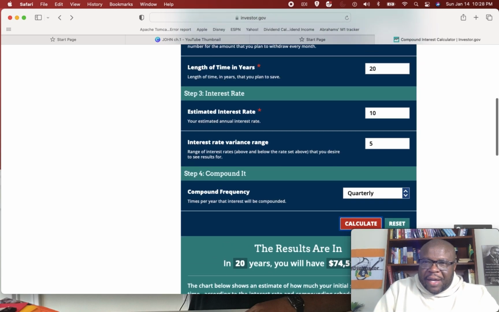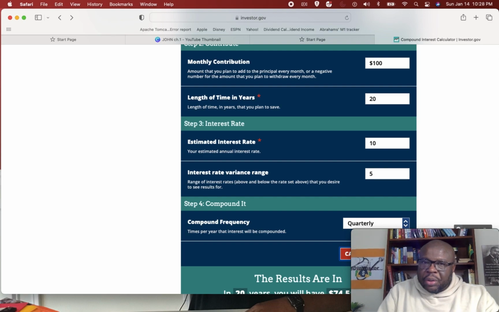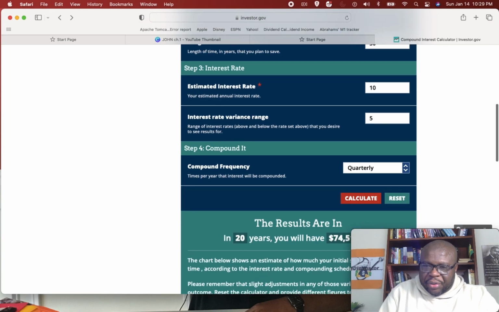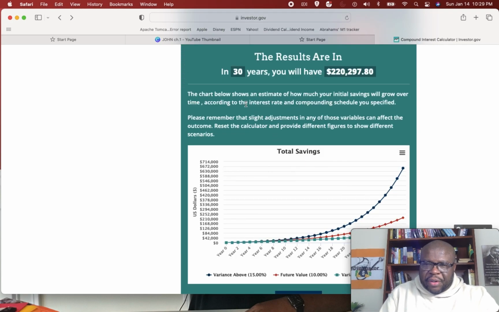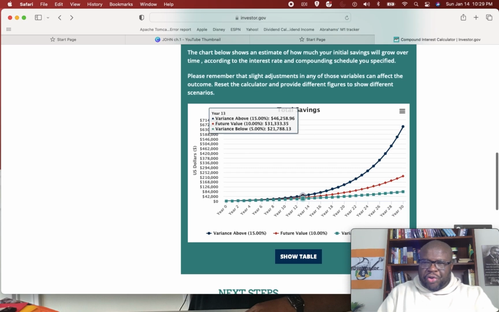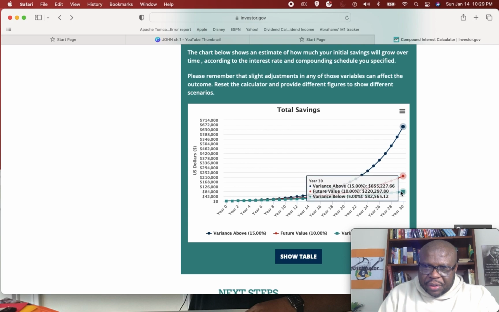Now, let's look at if we extended it, and we'll go out to make it 30 years. Okay, so you are $100 a month, and you now have 30 years. Let's see where you are. In 30 years, they're talking about $220,000. So you are doing only $100 a month. You're not doing a lot, right? So the 30 years, you see your future value here at 10% rate of return is $220,000.